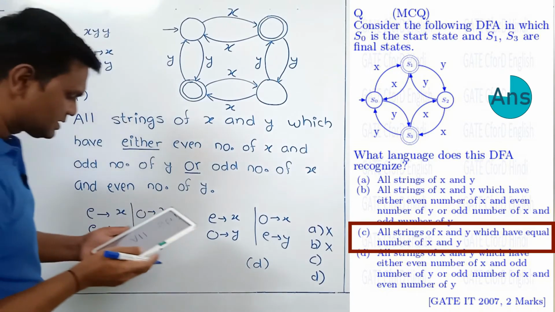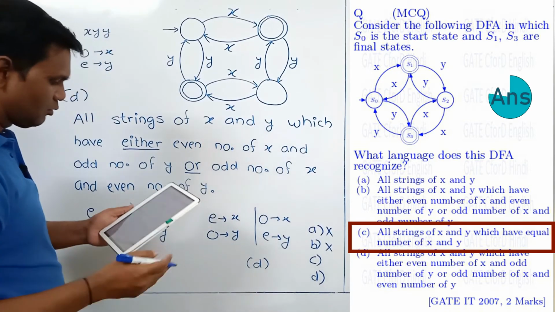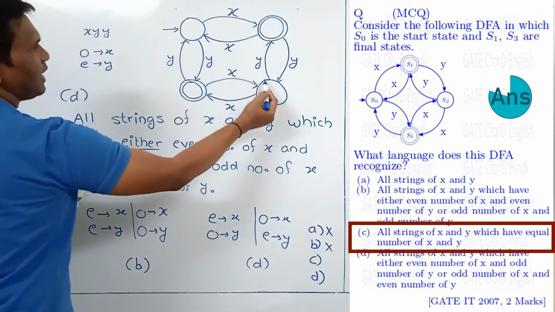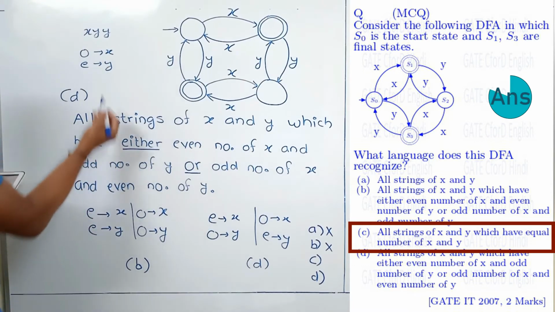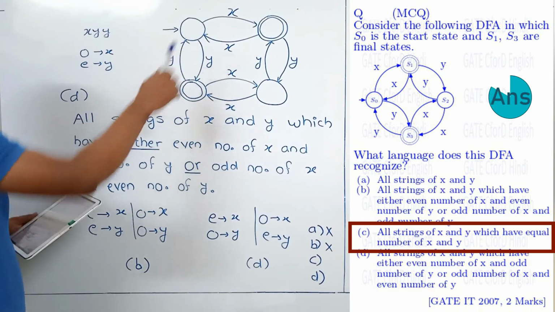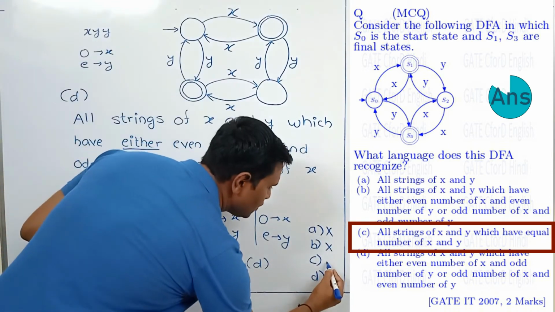Option C says all strings of x and y which have an equal number of x and y. If we consider xyy, it is accepted and it does not have an equal number of x and y, but still it is accepted. So option C is also not correct.